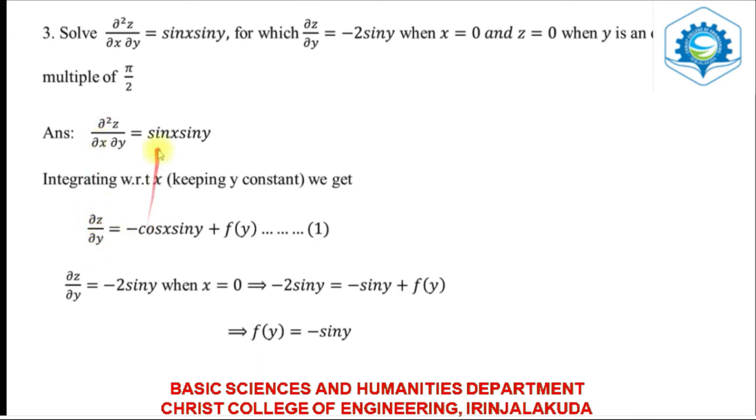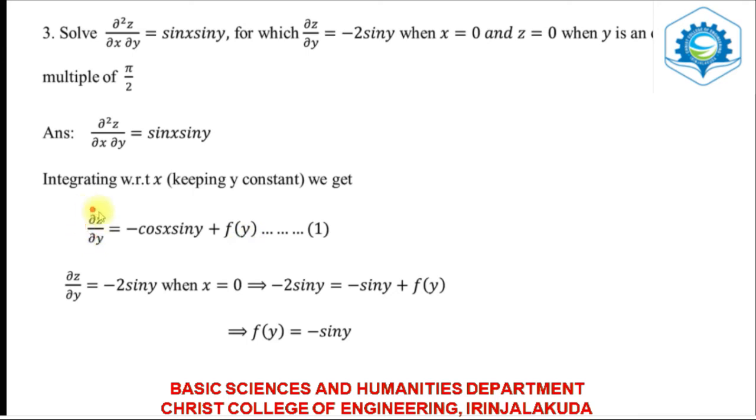So dou z by dou y is minus sin x sin y. When we integrate with respect to x, sin y is a constant. So we get minus cos x sin y plus a constant of integration, f of y. Note that when we integrate with respect to x, y is our constant. So the constant of integration must be a function of y. So what we get is f of y.